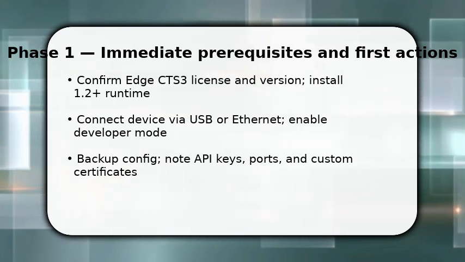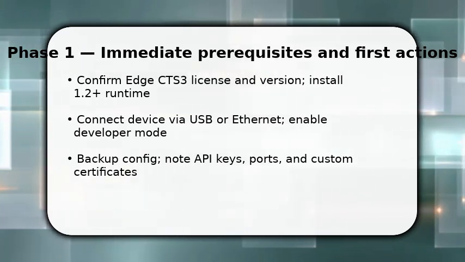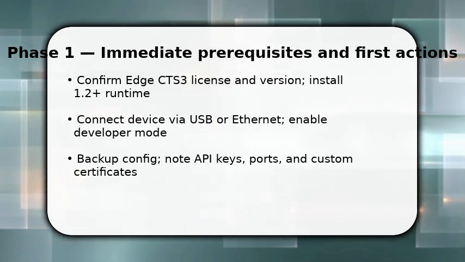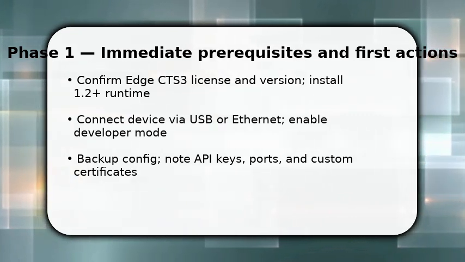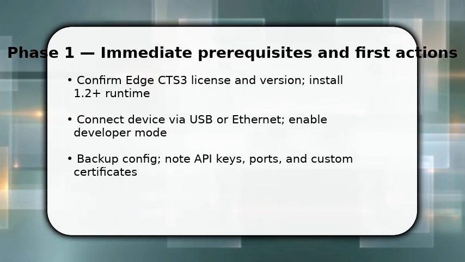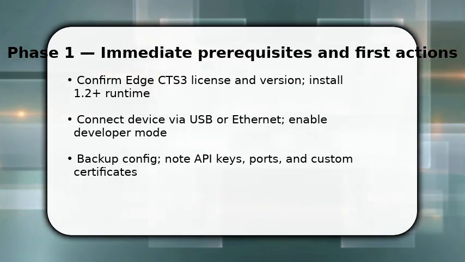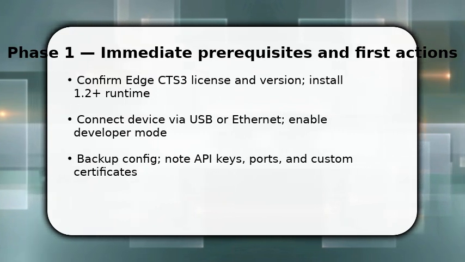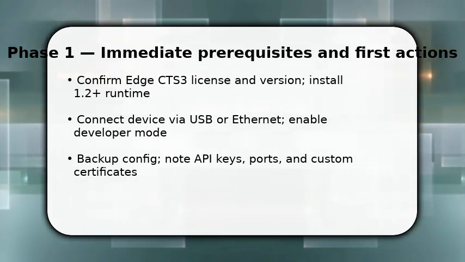Next, connect the device over USB or Ethernet and enable developer mode to allow SSH and serial access. Make sure to back up the current configuration. Export API keys, ports, and any custom certificates. This prevents rollback issues and speeds recovery if an update fails.